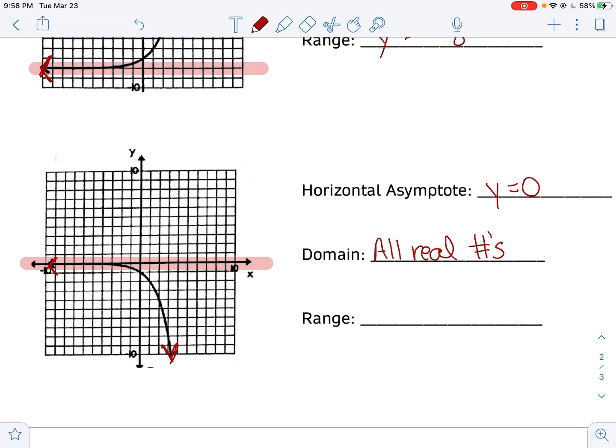Okay, now my range, my y values are going down from 0. So all of my y values are less than 0.